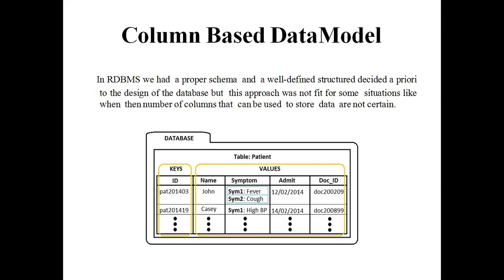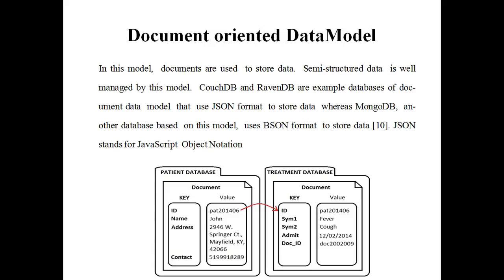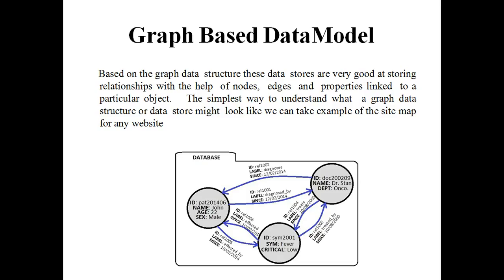Then comes the column-based data model. It is a non-relational data model and has a well-defined structure which helps to decide the design of the database. Then document-oriented, which is a semi-structured database, and it has CouchDB as well as RavenDB as examples, and it uses JSON, that is JavaScript format, for storing the database.